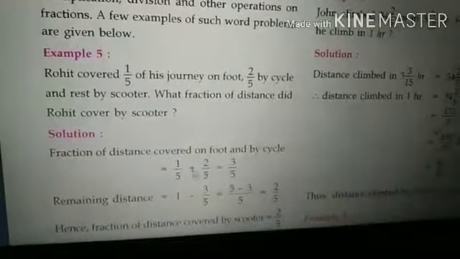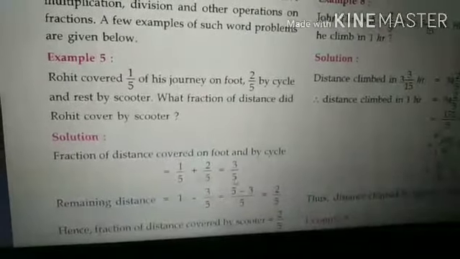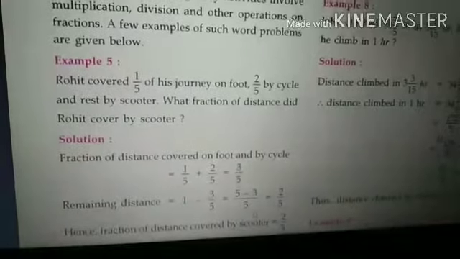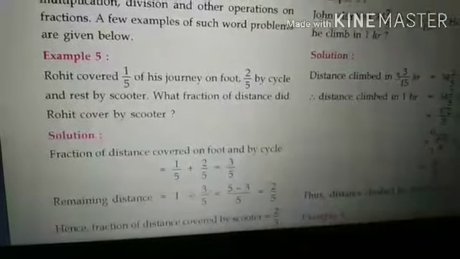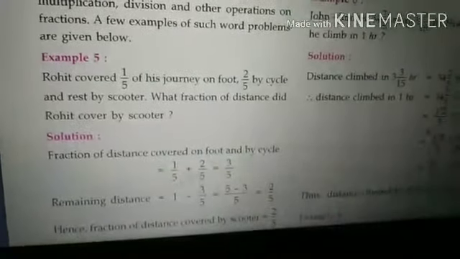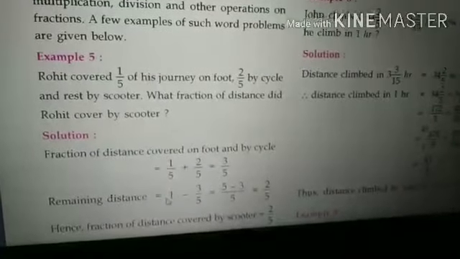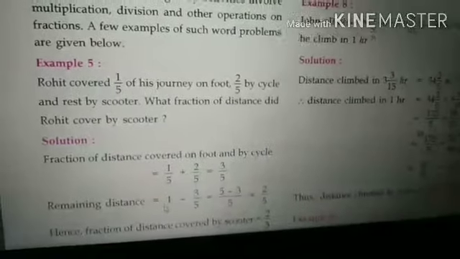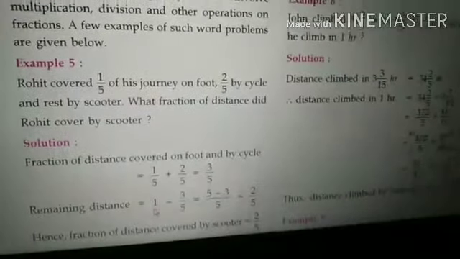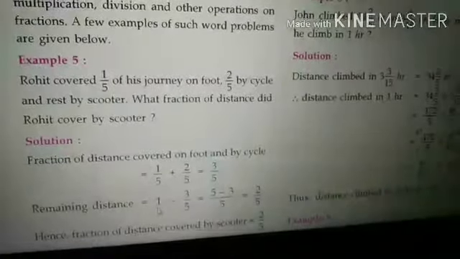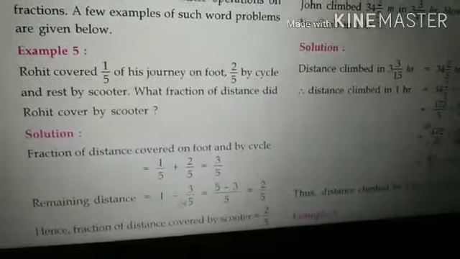So 1/5 plus 2/5: the denominator is the same, so we will put 5 here, and 1 plus 2 is 3. So 3 upon 5, and the remaining distance is equal to 1 minus 3 upon 5. Why do we subtract 3 upon 5 from 1? Because by the definition, a fraction is a part of a whole or grouping. So to find out the remaining distance, we have to subtract the distance covered by foot and bicycle. That's why we subtract 3 upon 5 from 1.